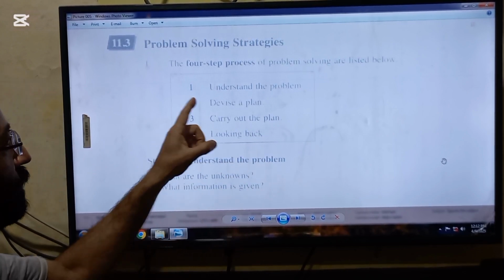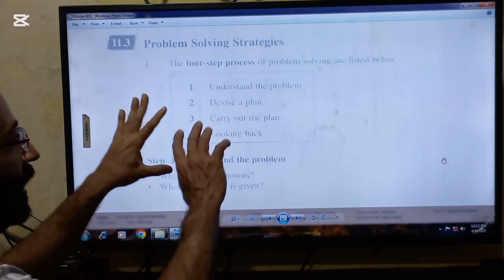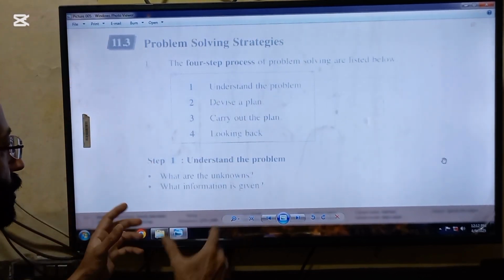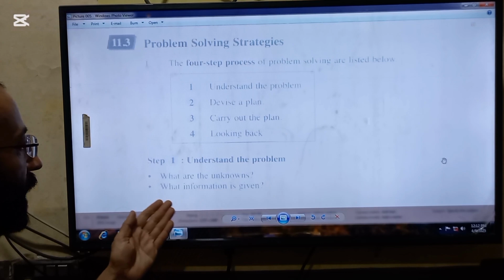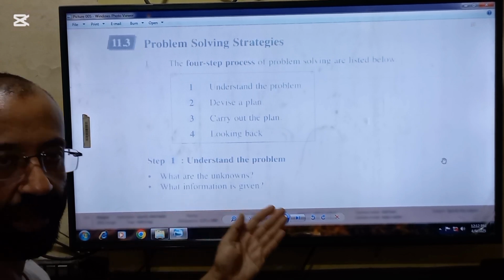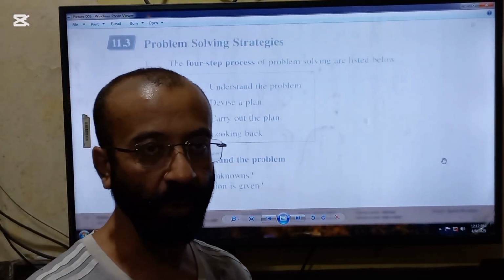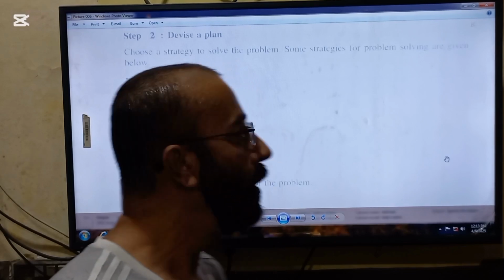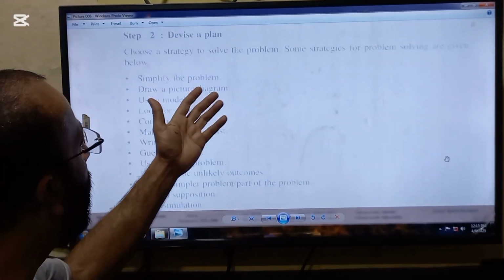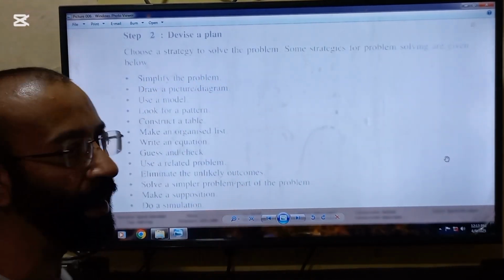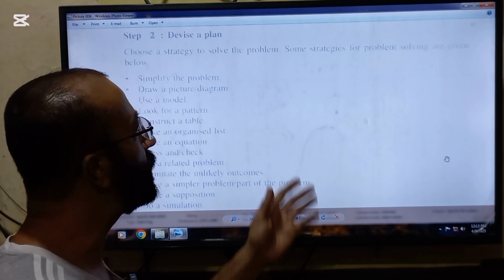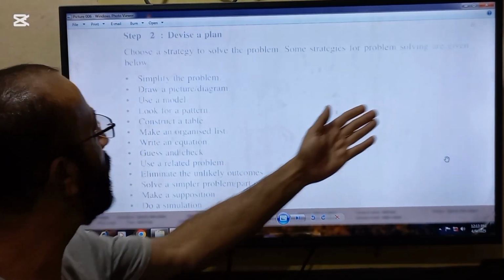The first step will be understand the problem, and in this step you have to find what the unknowns are and what information is given. So these will be the points. While devising a plan, there are different kinds of strategies which you can choose. Some strategies for problem solving are given below.